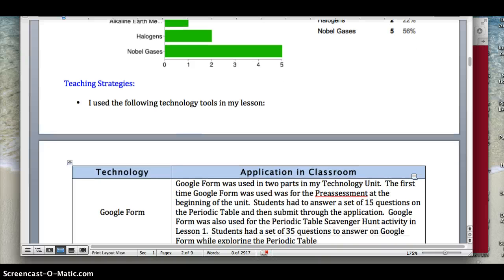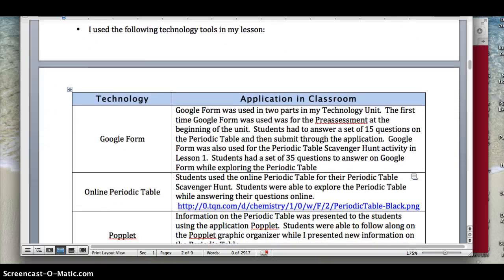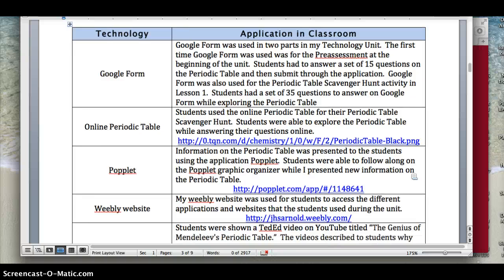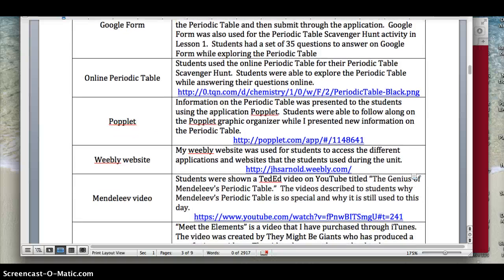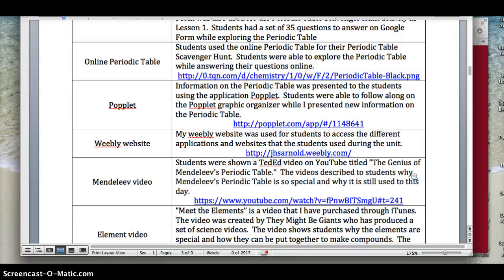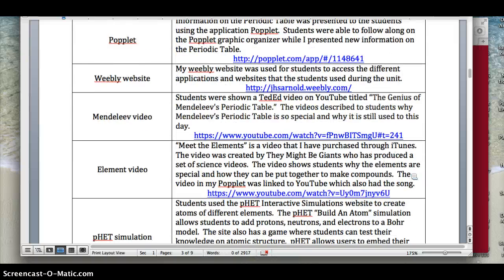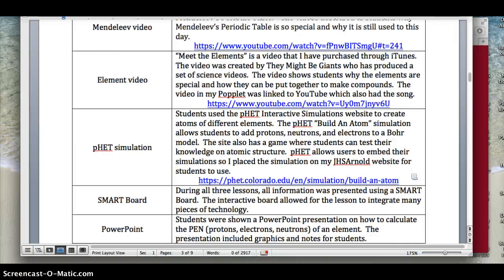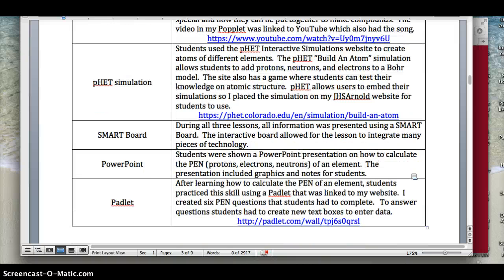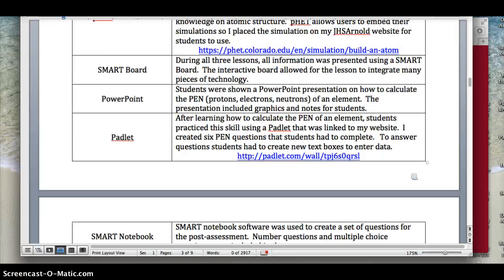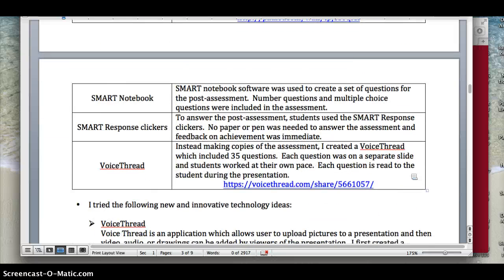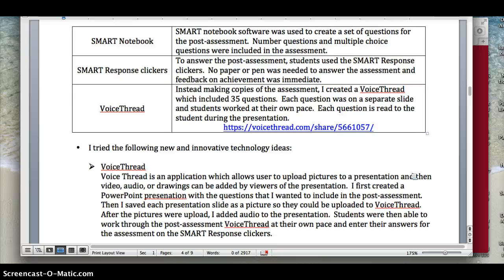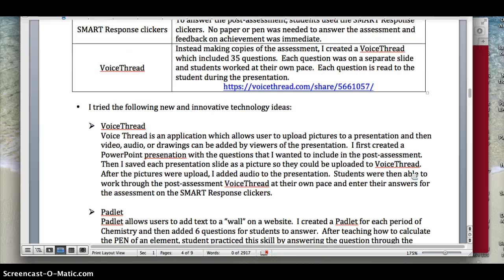I try to use as much technology as possible, and I've listed each form that I've used and how I used it. So Google form, online periodic table, Poplet, Weebly website. There was a Mendeleev video, Element video, a PhET simulation, Smartboard, PowerPoint, Padlet, Smart Notebook, Smart Response Clickers, and finally VoiceThread. So I try to use as much technology as possible.